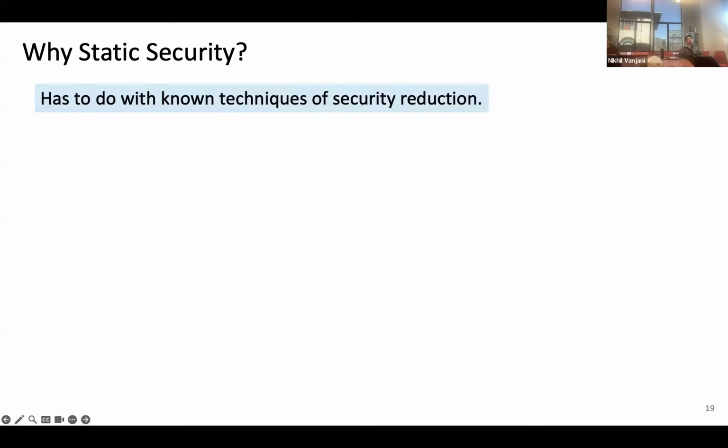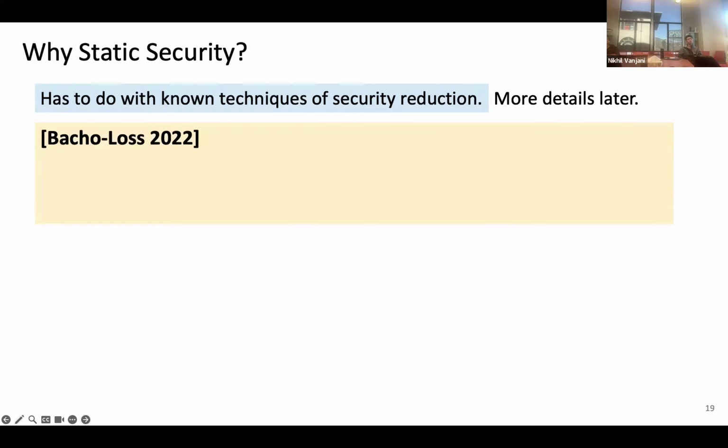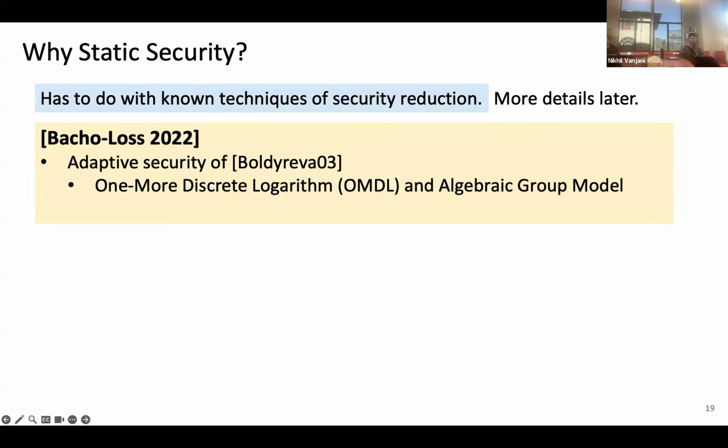So let's look at why static security holds for BLS signatures. It has to do with the security reduction. We will look at the security reduction in a lot more detail, but what is known about adaptive security? So Bacho and Loss, Julian Loss, and student Renas, they proved adaptive security of Boldyreva. The Boldyreva scheme is the threshold BLS, which is exactly what we wanted to present. But they need to assume the one-more discrete log assumption, and also they have to rely on the algebraic group model.